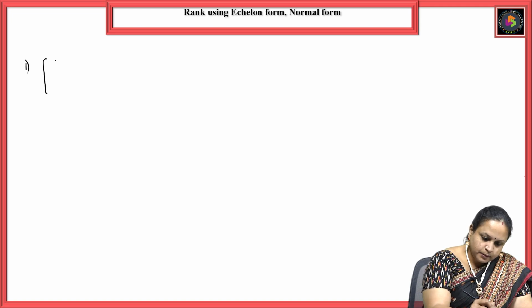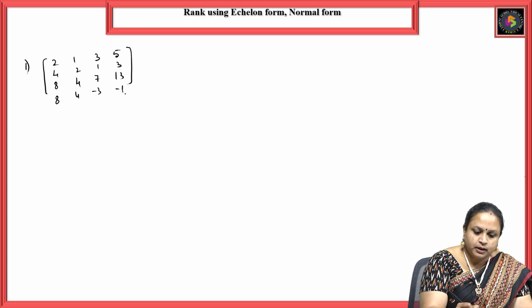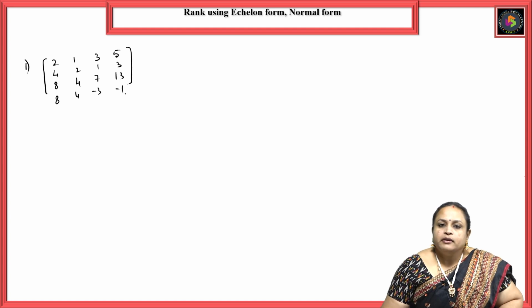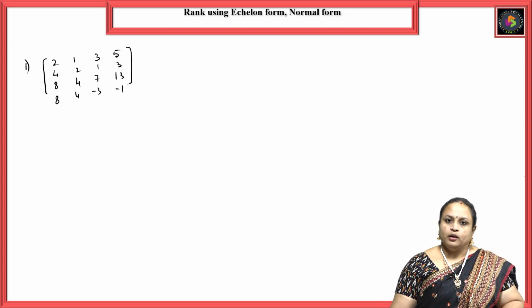Let the matrix be 2 1 3 5; 4 2 1 3; 8 4 7 13; 8 4 -3 -1. So this is the given matrix. Now we have to reduce this matrix into echelon form.